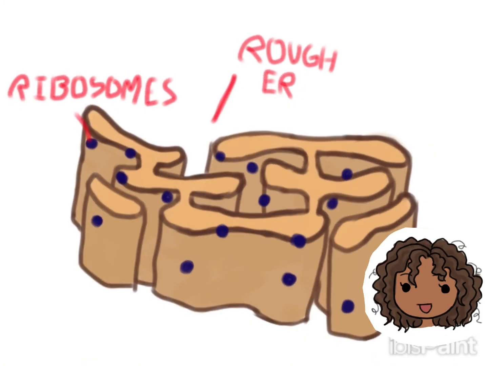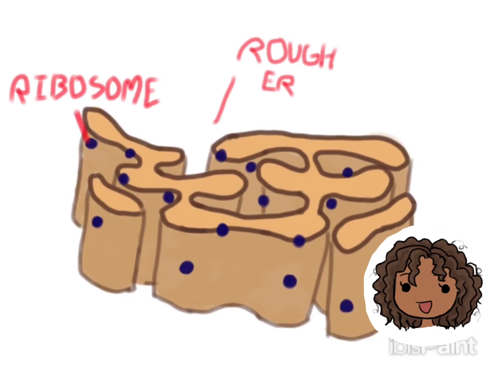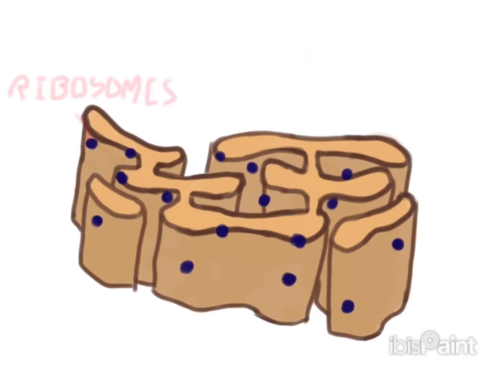Ribosomes. Ribosomes are the site of protein synthesis and translation. They read messenger RNA and link amino acids together to form proteins.